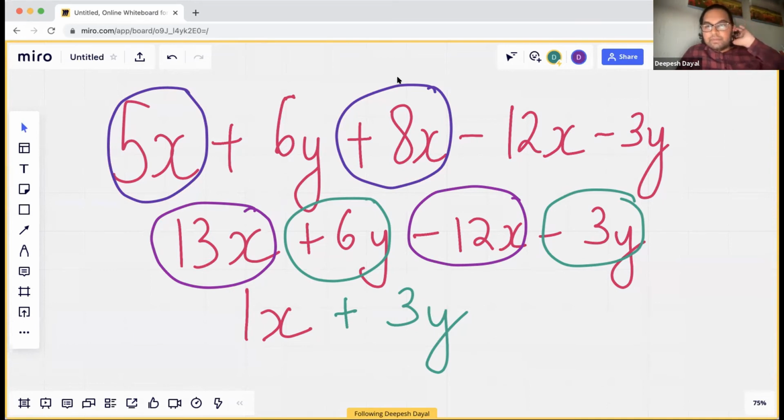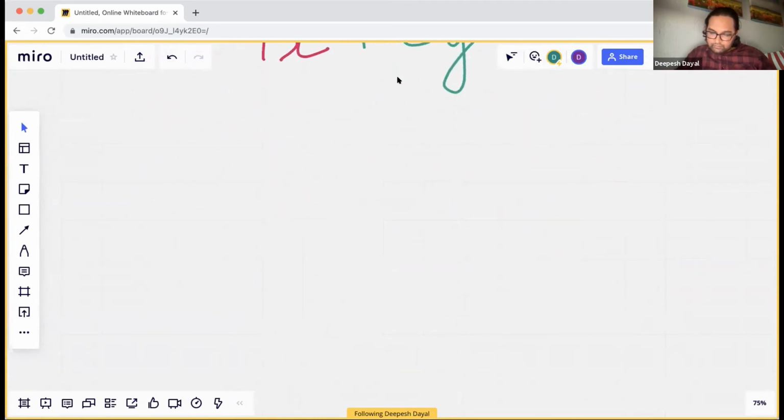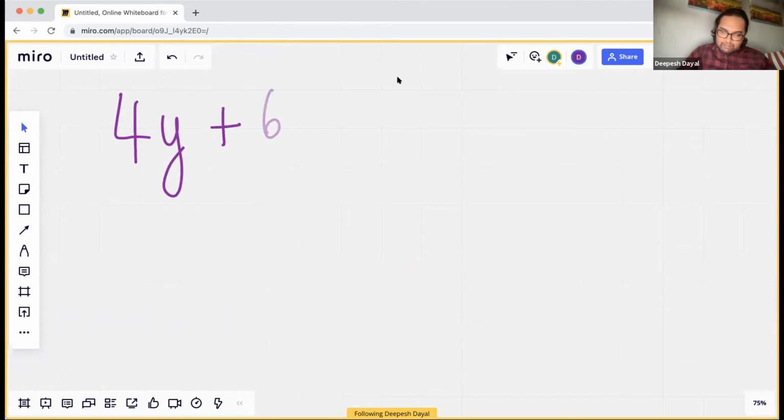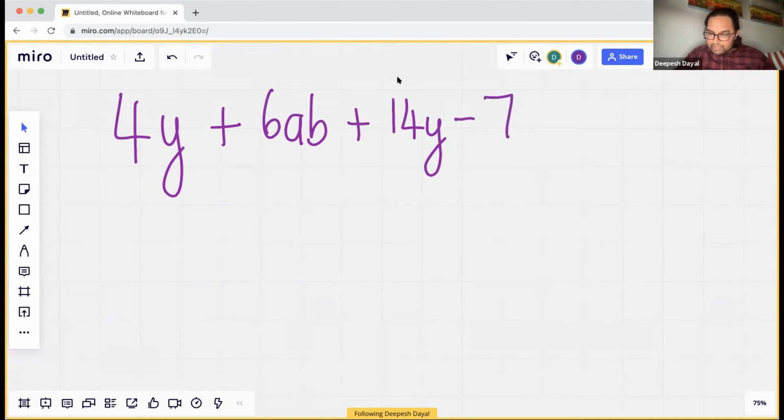Okay. So yeah, let's try another one. Okay, everybody's got this one. I hope you've written it down nicely. Like I say, put shapes around them just to give you a better idea. Okay, let's try another one. So we've got here 4y plus 6ab plus 14y minus 7ab minus 3y. And yeah, you can have a look at that and find an answer.